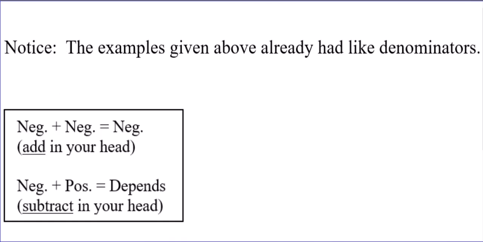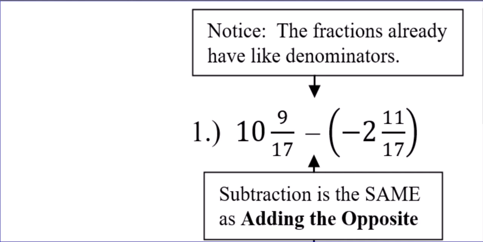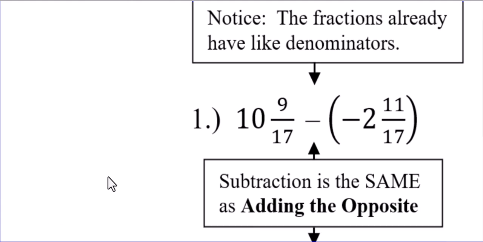All right, now, notice the examples that were given above on your paper already had like denominators. You know and I know that if they don't already have like denominators, then you're going to have to do some extra work to rename the fractions so that they do have like denominators. And please do not forget the rules we've been talking about. Negative plus a negative, you're going to add in your head. Answer stays negative. Negative plus a positive, you'll subtract in your head, and the answer will depend on who has the bigger absolute value. Let's take a look at a couple problems that I've started for you.